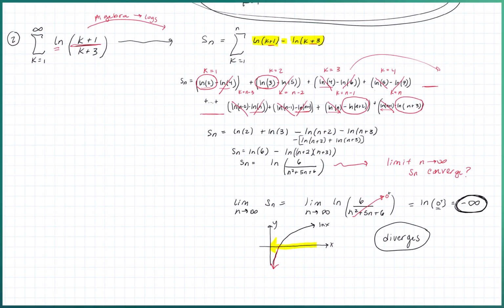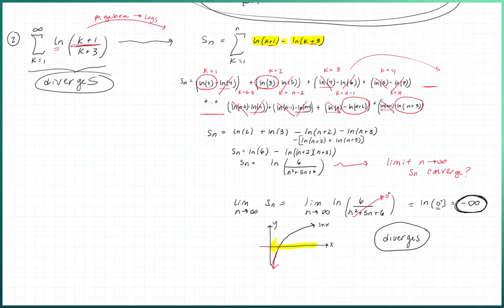So our series that we were looking at up here, our series diverges. And we were able to show that by breaking down the partial sums into a telescoping set, seeing how it collapsed upon itself, and then taking the limit of that explicit formula that we generated for the partial sums.